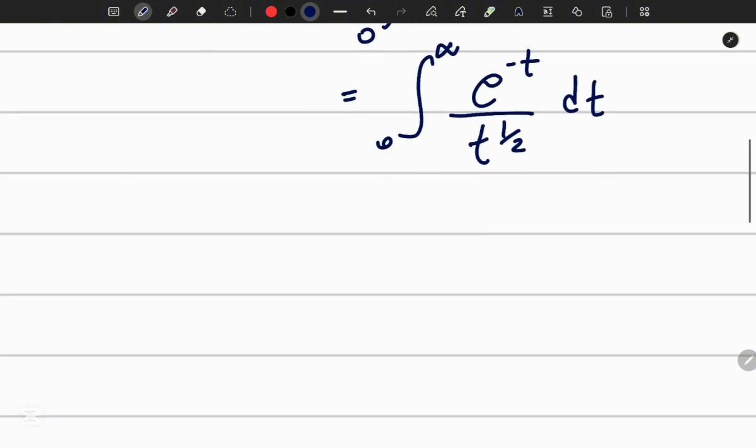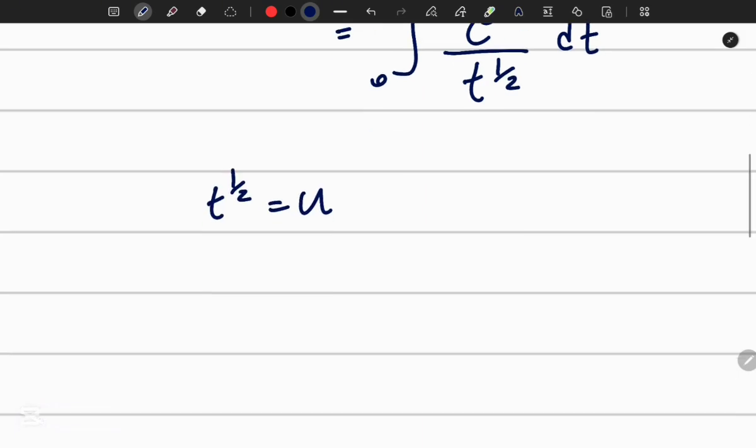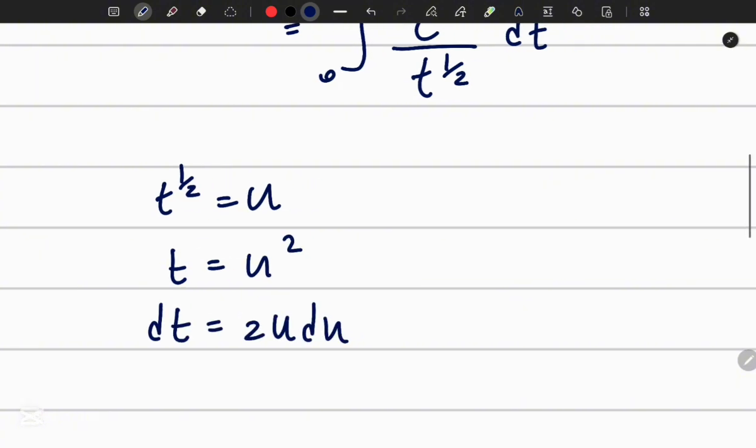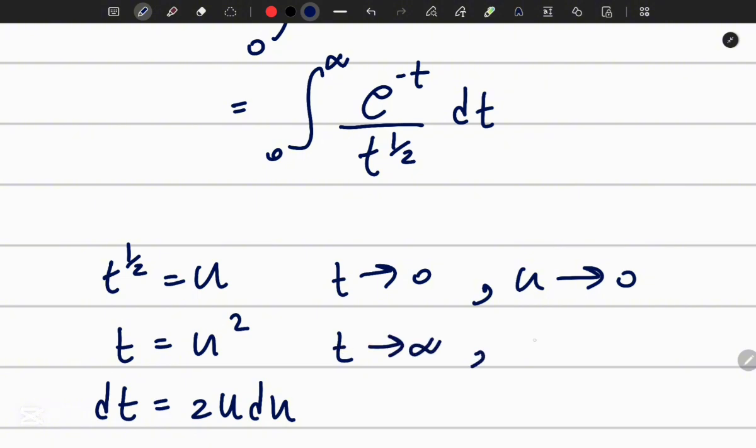Now I am going to take a substitution: t to the 1 over 2 equals u. So t equals u square, so dt equals 2u du. When t goes to 0, u goes to 0. When t goes to infinity, u also goes to infinity.